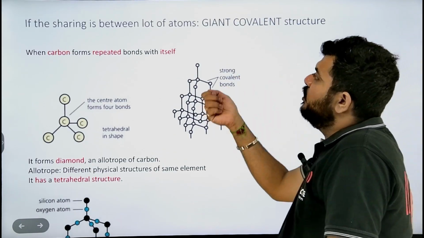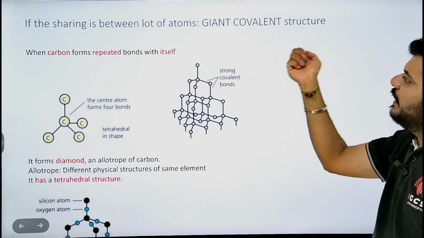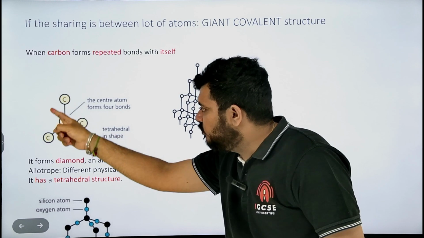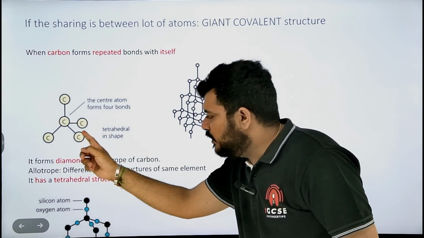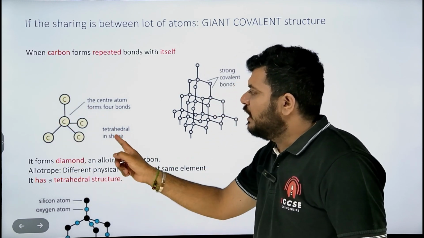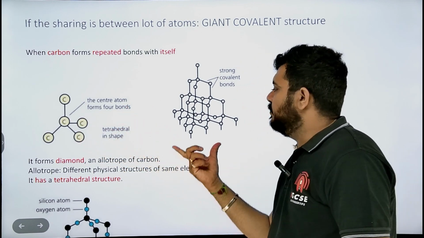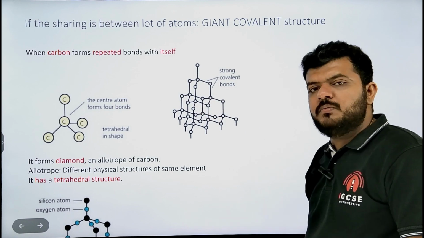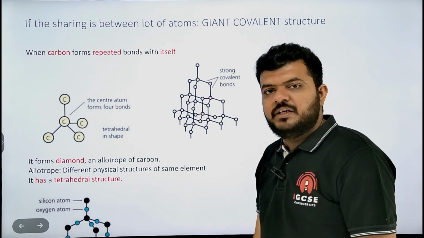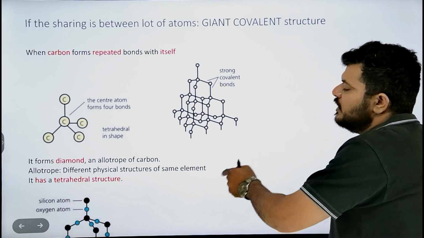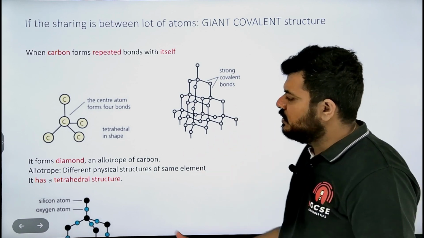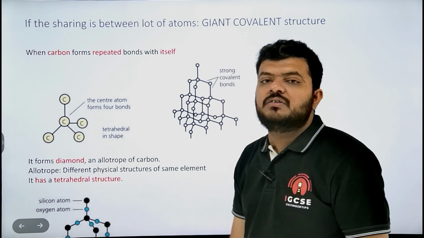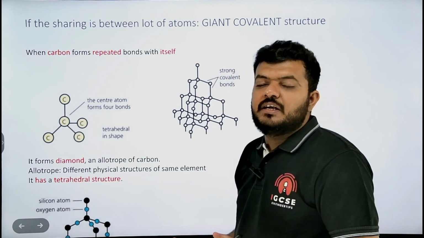If the sharing is between a lot of atoms, a giant covalent structure is formed. Look at this. This carbon is bonded to 4 other carbons. Then this carbon will be bonded to 3 more carbons. It will happen for each carbon. We will have a giant structure which has all strong bonds, all covalent in nature. All of these strong bonds form a structure known as diamond. If carbon is forming a tetrahedral structure, then it is diamond.